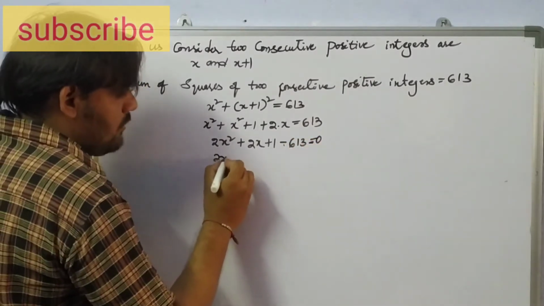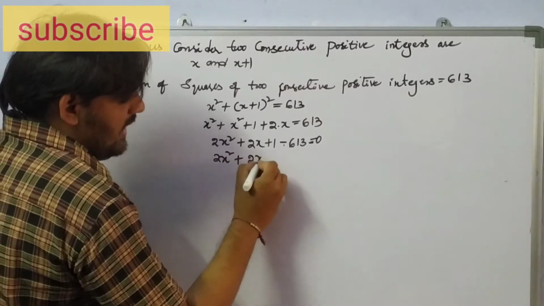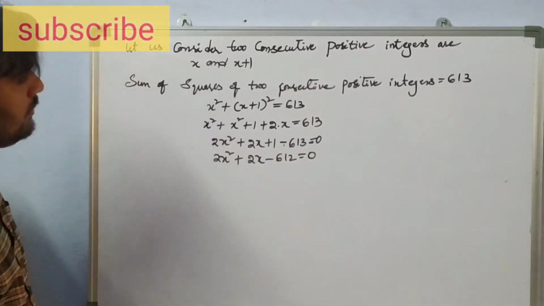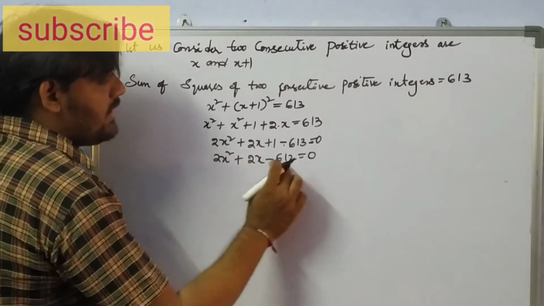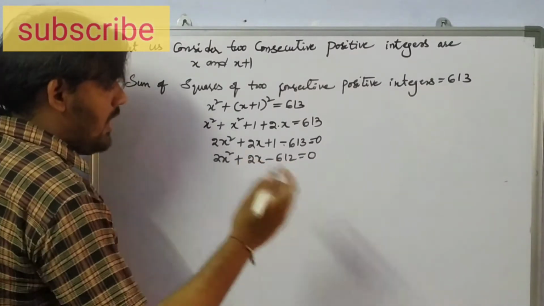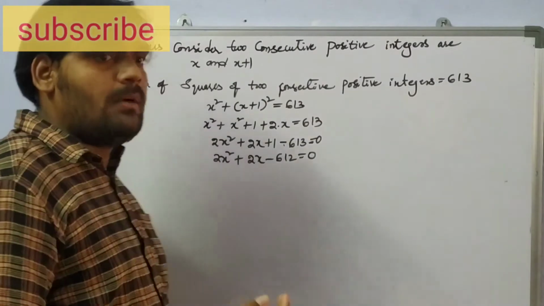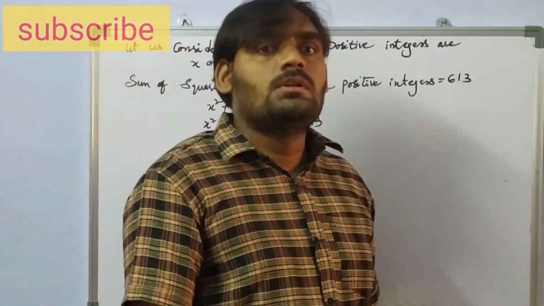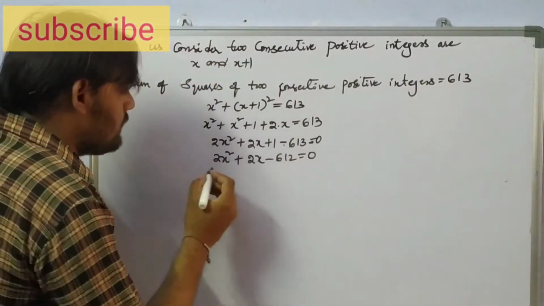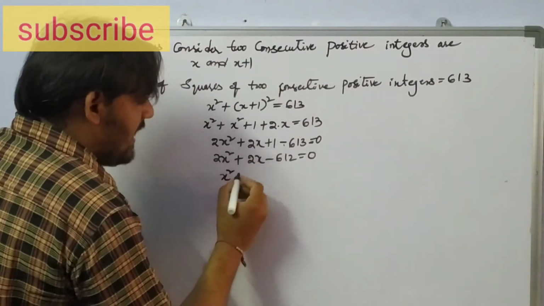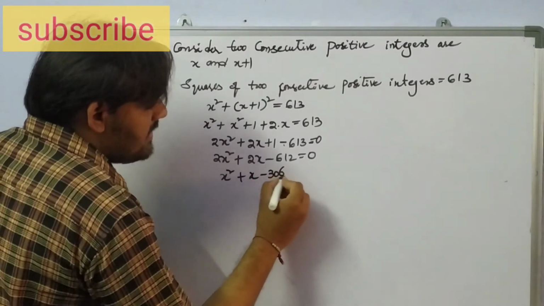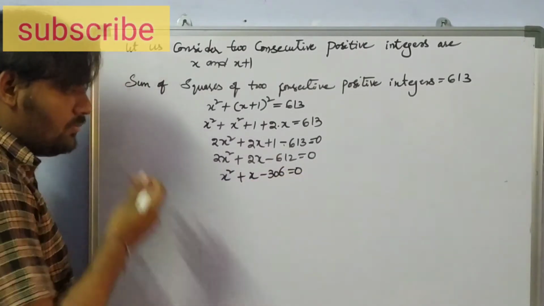So here 2x square plus 2x minus 612 is equal to 0. Now from each and every term we can take 2 common. After that, when you take 2 common, if you send it across the equal sign, it will become 0 by 2. 0 by anything, we will get 0 only. So this can be written as x square plus x minus 306 is equal to 0.